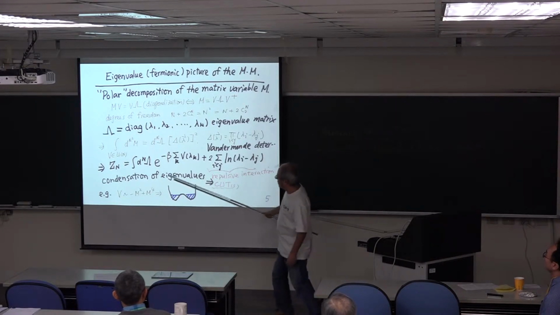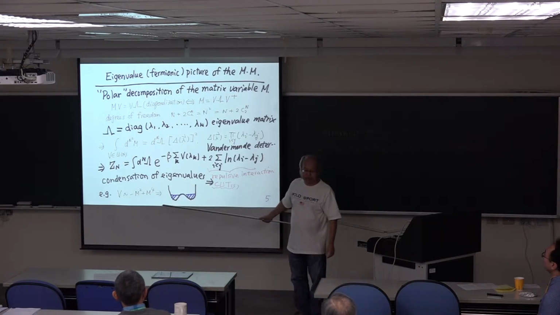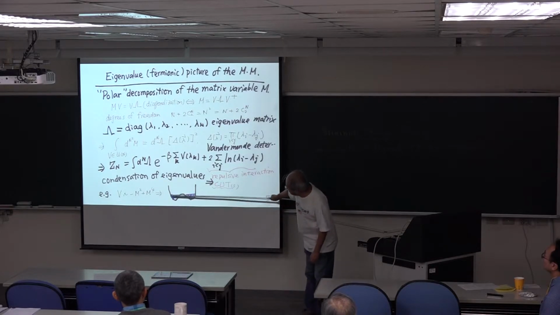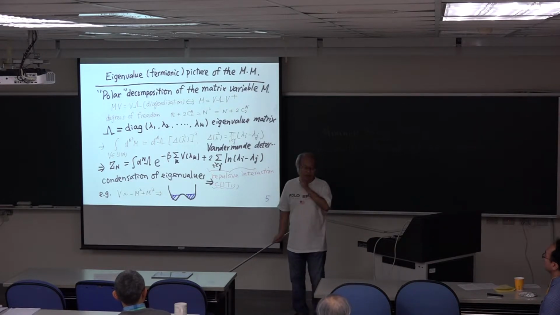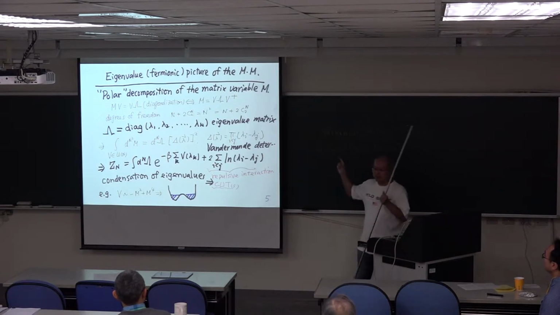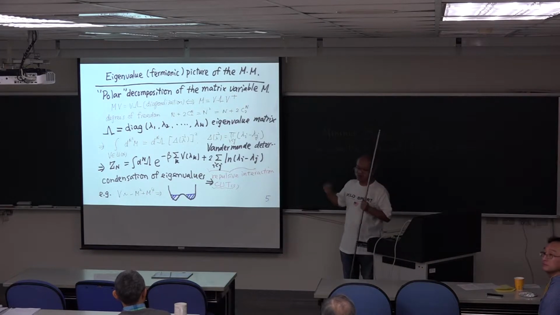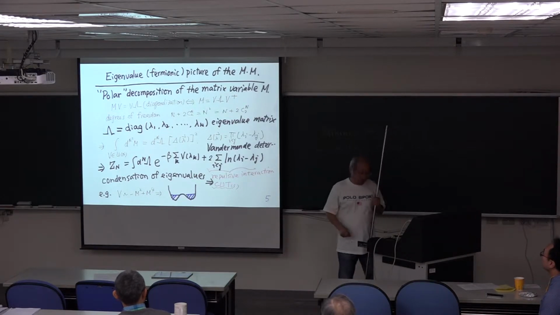So for a given potential, you can imagine there is a Fermi surface. And the level of that in the large N limit will become the cut of the spectral curve, which I'll introduce later. So that's the eigenvalue picture of matrix models, which I'll stick to in the rest of the talk.